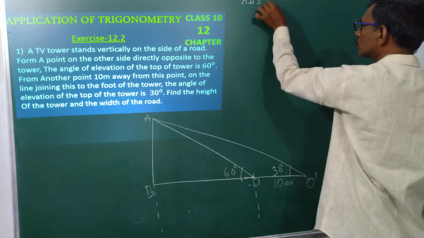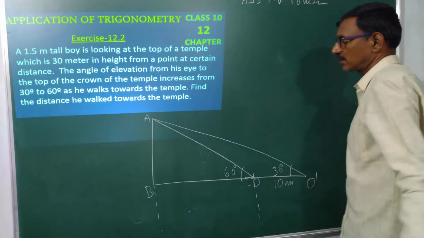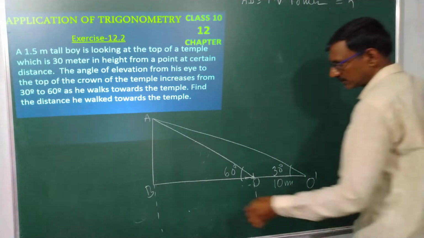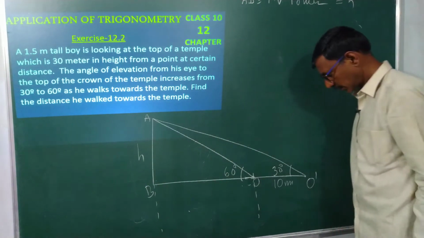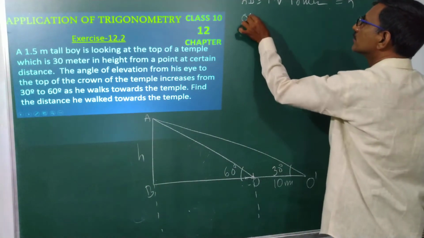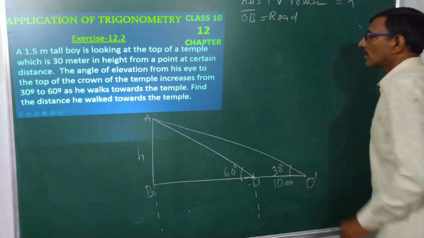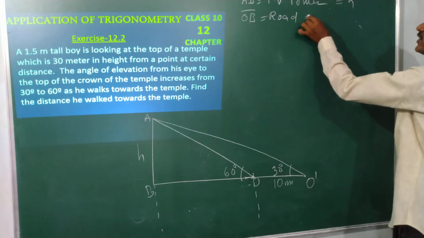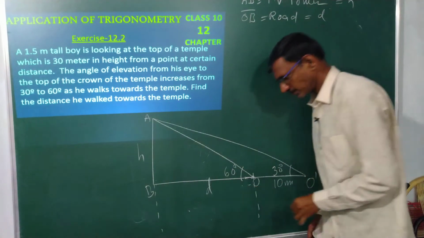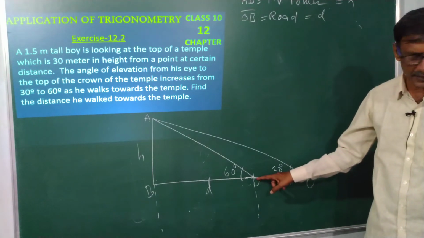AB is equal to the TV tower. Its height, say h. OB is equal to the road. The width of the road will be some d. That's all. This is my first angle of elevation.